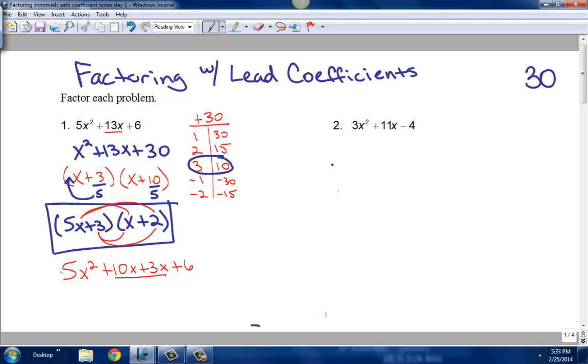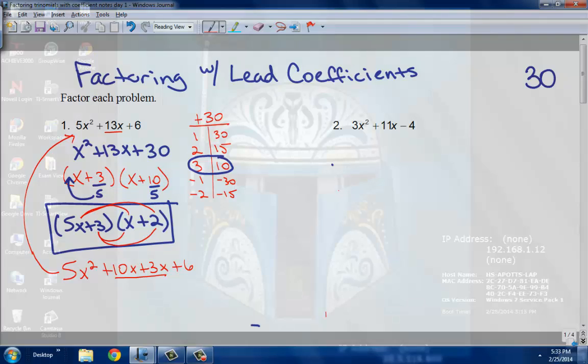So this red trinomial at the bottom, or polynomial, is actually the exact same as that black trinomial to begin with. That tells me that this blue stuff that I boxed, those are the correct factors and that I did it correctly. All right, let's try number 2.